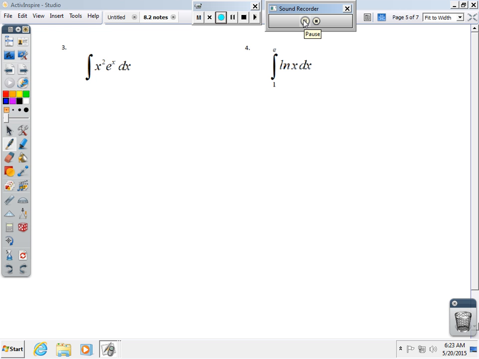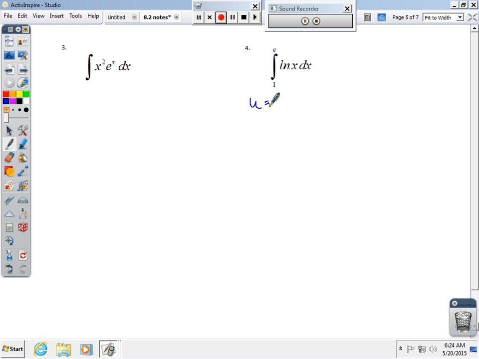Okay, the last couple here, second part of 8.2 video. This next one, number 4, it's a definite integral, so we're going to have to evaluate it at the end. First thing is we do not have an integration rule for ln of x. We have a derivative rule for it, but not an integration rule. So, integration by parts.